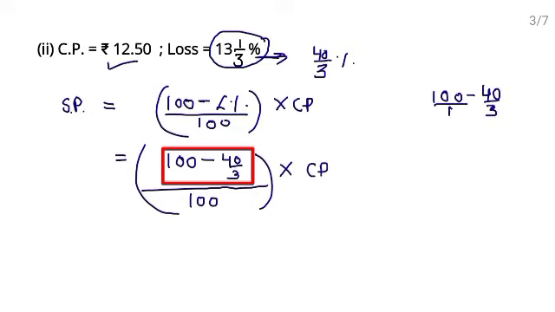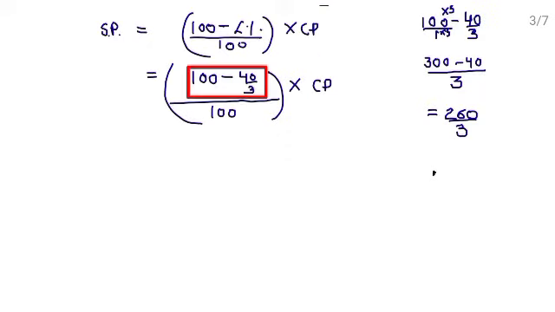Now these are fractions. While adding or subtracting fractions, you make the denominators the same. When you take the LCM of the denominators, this will be 3. So make it 3, multiply this by 3 and this by 3. 100 3s are 300 minus 40 upon 3. So this is 260 upon 3. So put this value here.